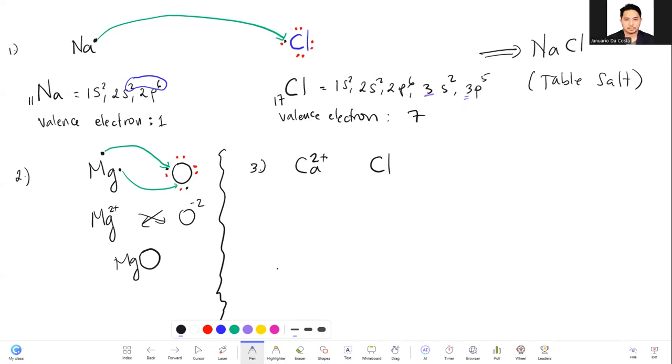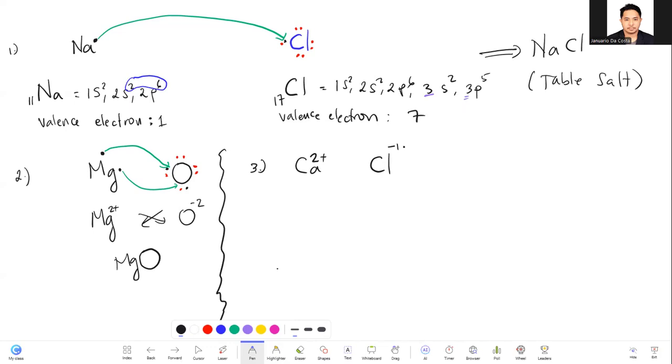What about chlorine? What's the valence electrons of chlorine? 7. That means it needs to gain 1 electron. So that's why you put -1 over here.